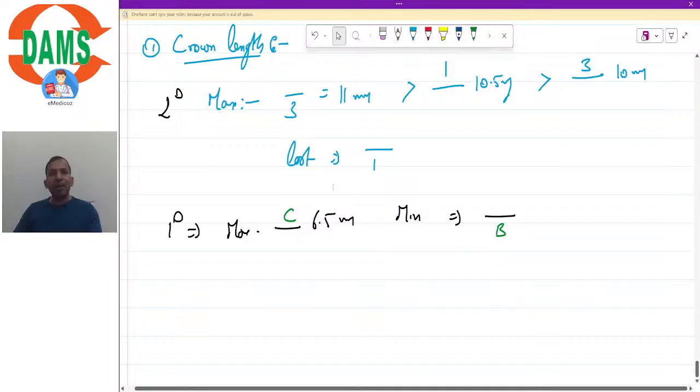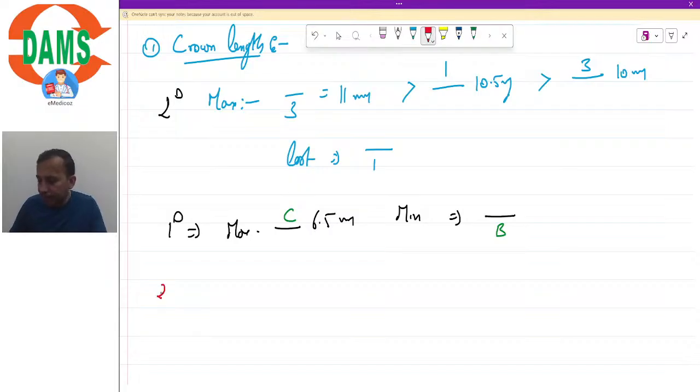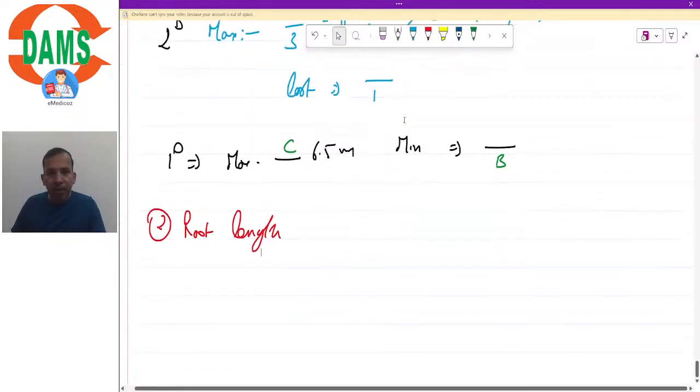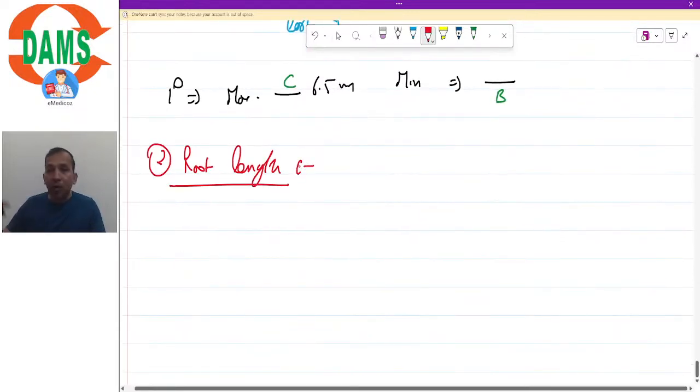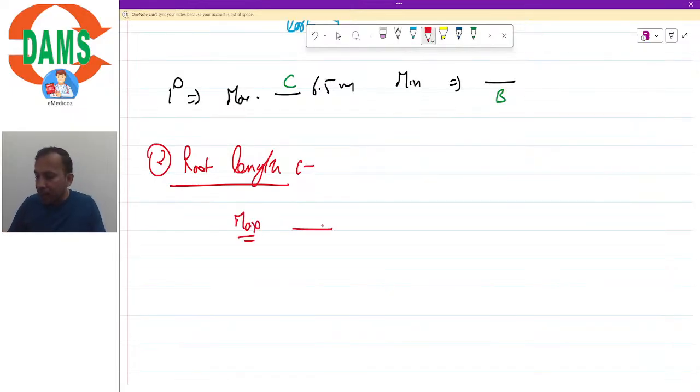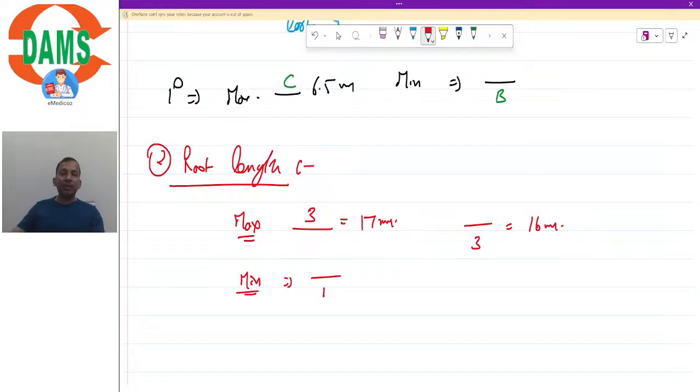But if we compare this with root length, the crown length was maximum for mandibular canine, but root length is maximum for maxillary canine, and it is somewhere around 17 millimeters. In case of mandibular canine it is 16 millimeters, right, and least or minimum would be that of mandibular central incisors. So this is for the permanent.